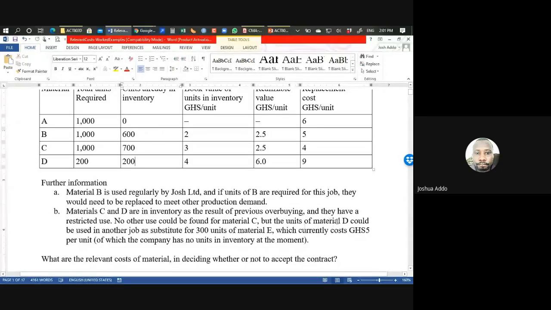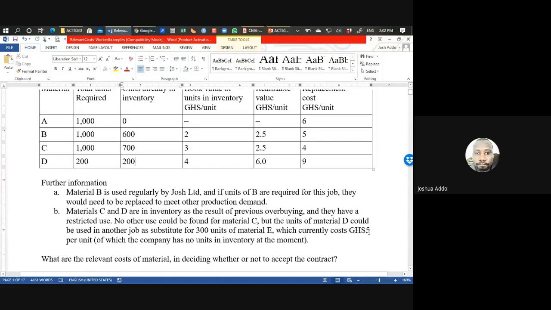But the unit of material D could be used in another job as a substitute for 300 units of material E. It means it has an alternative use. So if we use them for the job, then we are being deprived of this alternative use. This is opportunity cost, which should be charged to the job. And what is the valuation of this opportunity cost? These 200 units can be used as 300 units of material E.